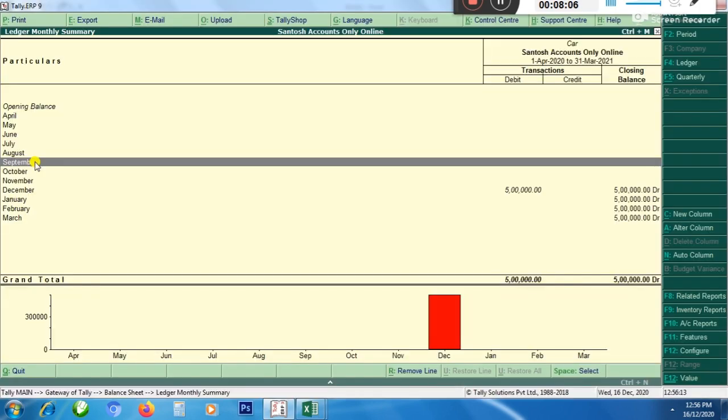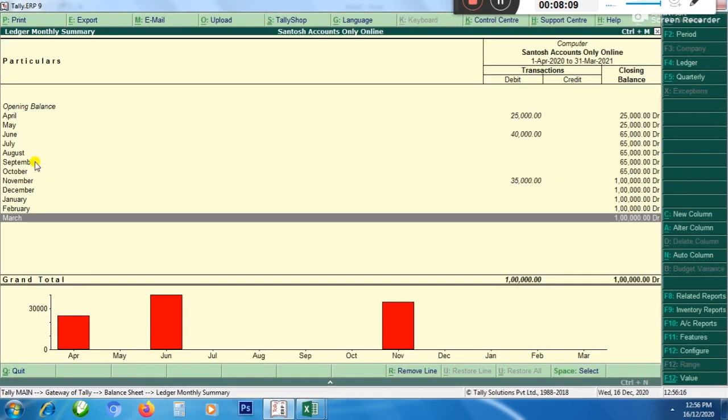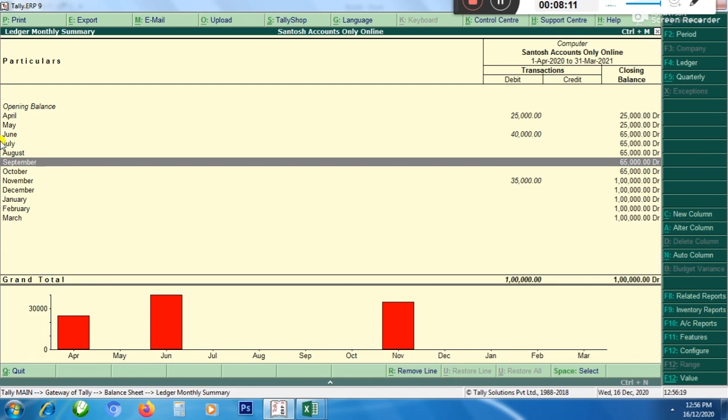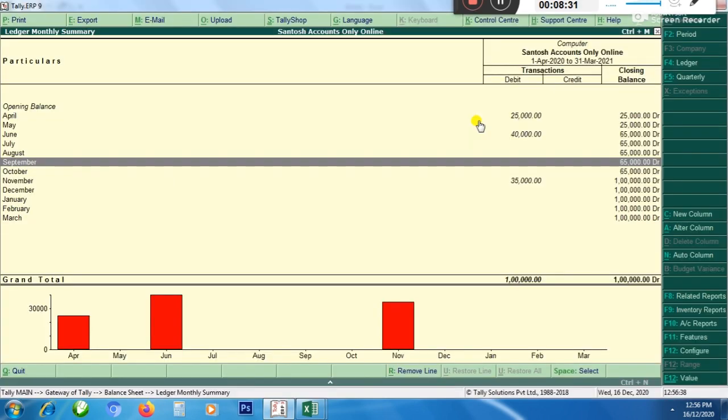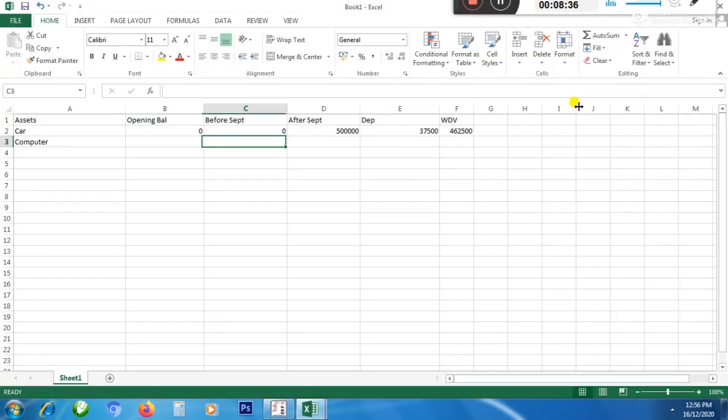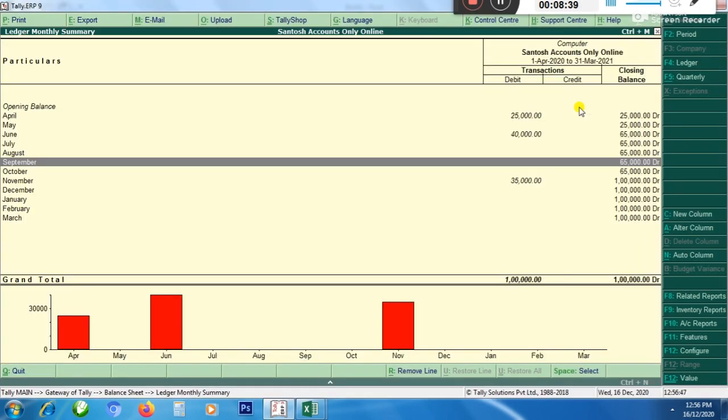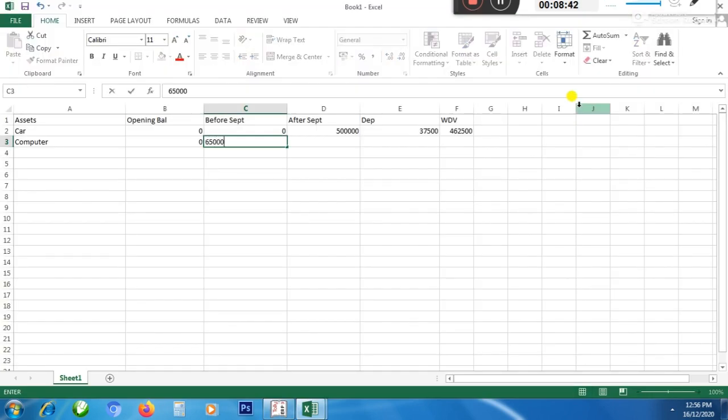Second, now I'll calculate the computer. See the computer, the month of September. This is purchased before and this is purchased after. Whatever is purchased before, you calculate the total of this. It becomes 65,000. I'll write it here on my table. Say computer. Opening balance is not there, so I'll not use it. Before September this is 0. Before value is 65,000. After value is 35,000.